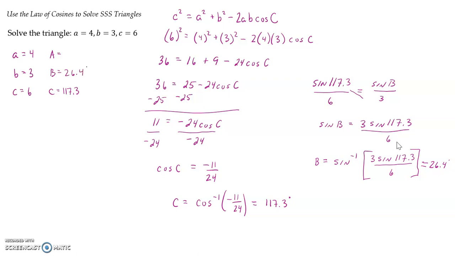And then we have one more angle measure to find, and we can go ahead and use the fact that the 3 angles in our triangle add up to 180 degrees. So we've got angle A plus 26.4 plus the 117.3 has to equal 180. So this is going to give us an angle measure of 36.3 degrees for our last angle.